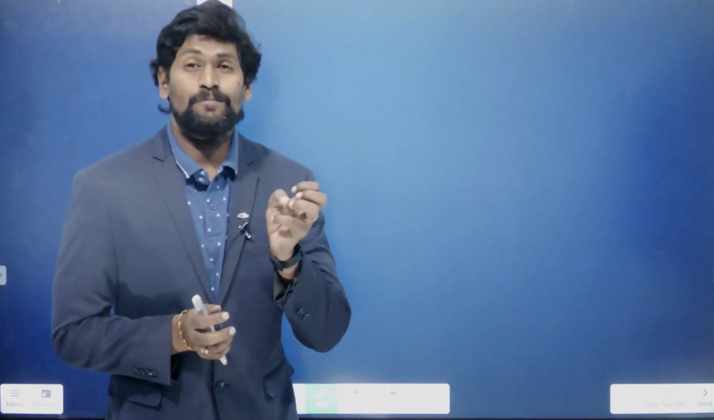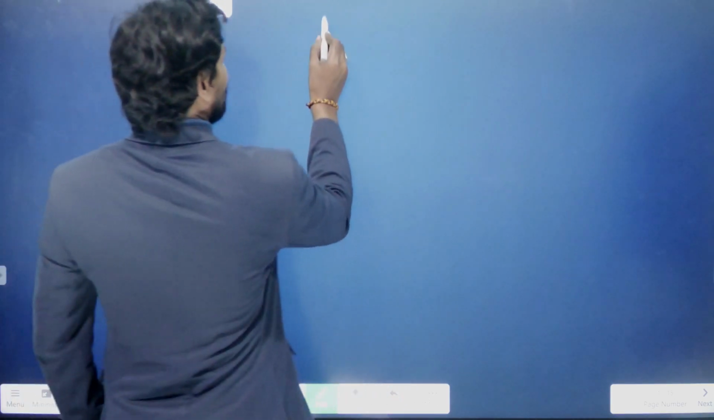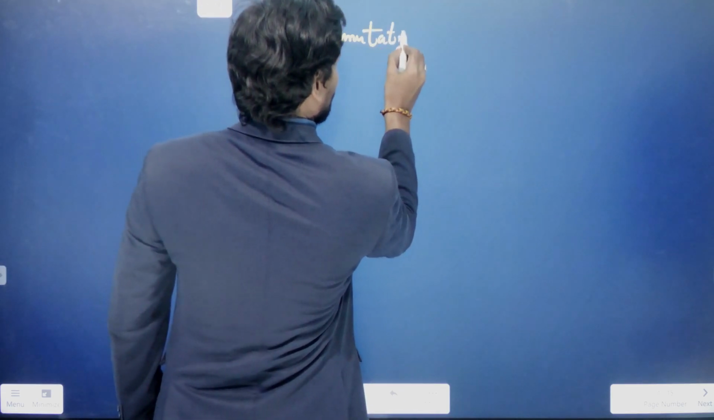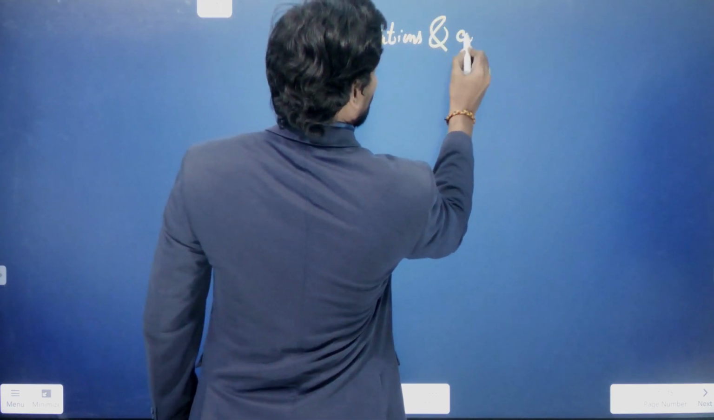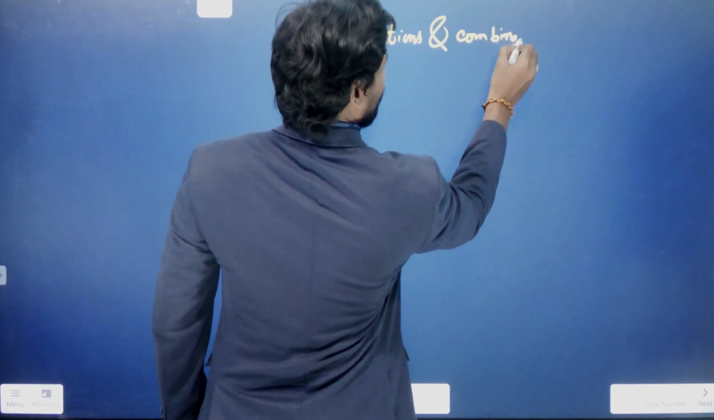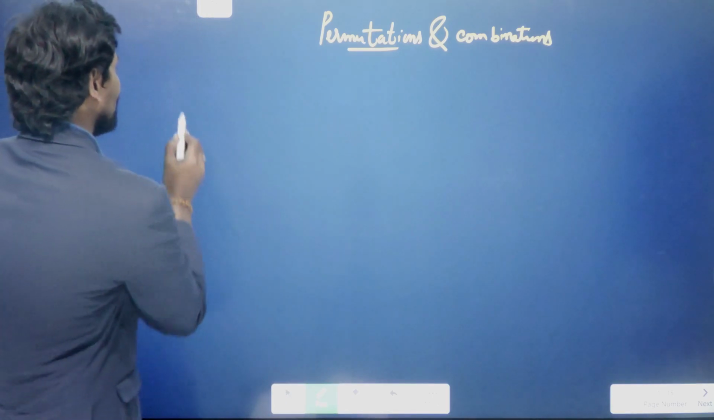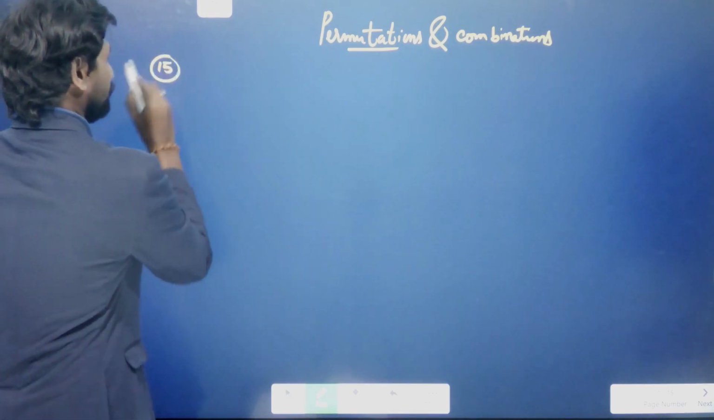So let us move to today's class. We are in the synopsis to permutations and combinations, up to 14 problems completed. So we need to continue the problems and we need to start synopsis 3 also today. Okay, right. So let us go through the permutations and combinations exercise problems. Let us start with problem number 15.